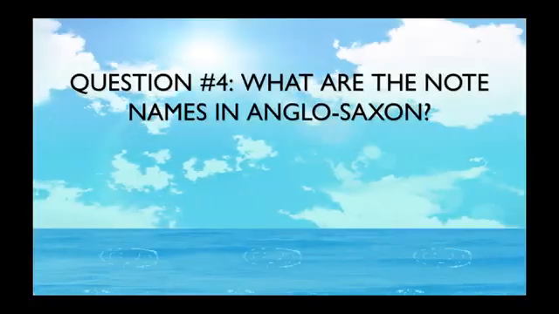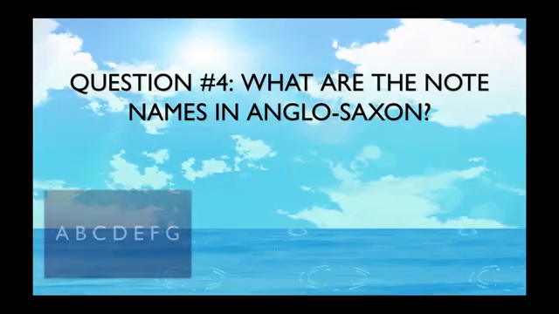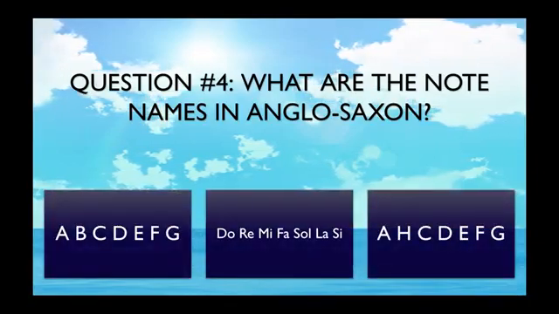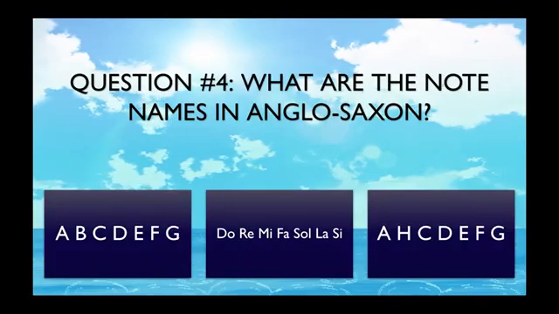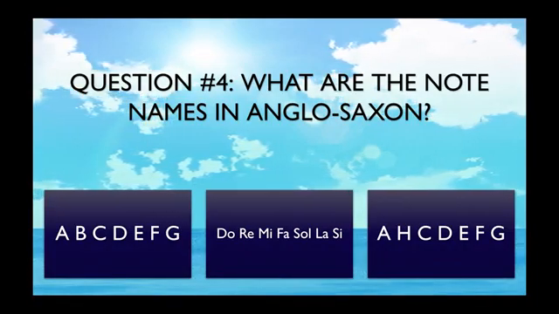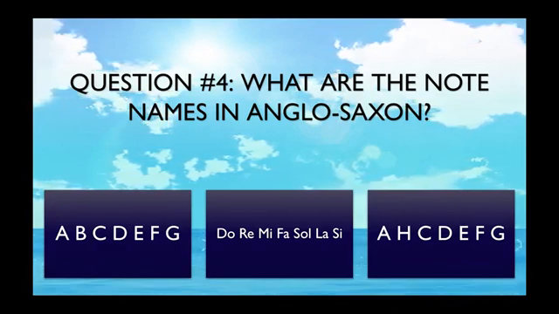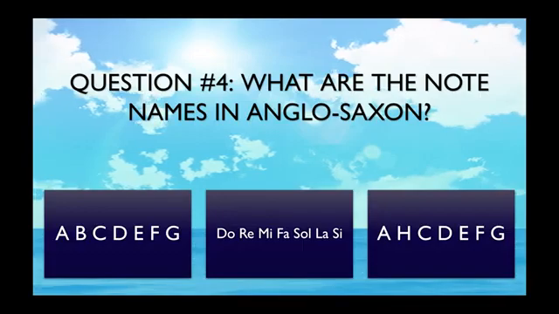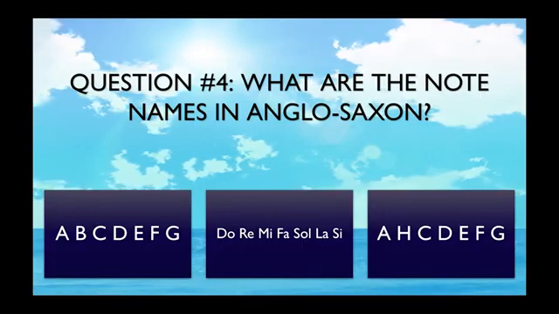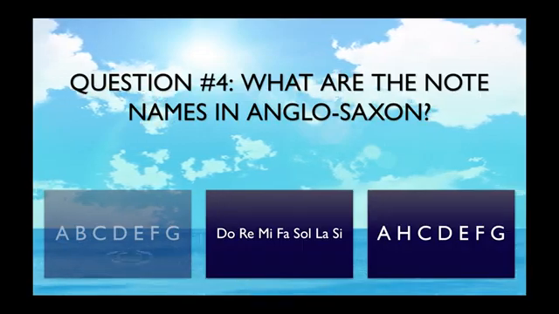Question 4. What are the note names in Anglo-Saxon? Is it A, B, C, D, E, F, G, do, re, mi, fa, sol, la, si, or A, H, C, D, E, F, G? And the answer is A, B, C, D, E, F, G.